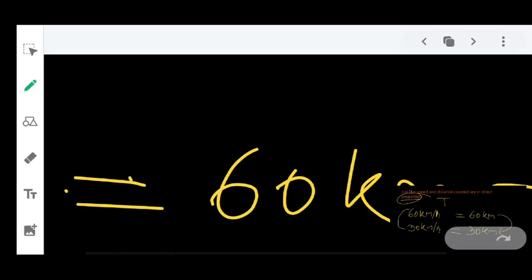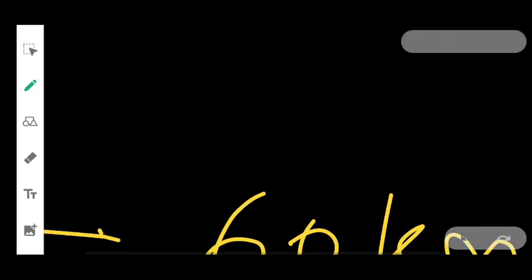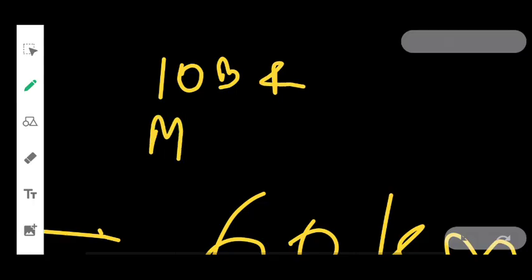Okay, so the homework is exercise 10b and mental maths.